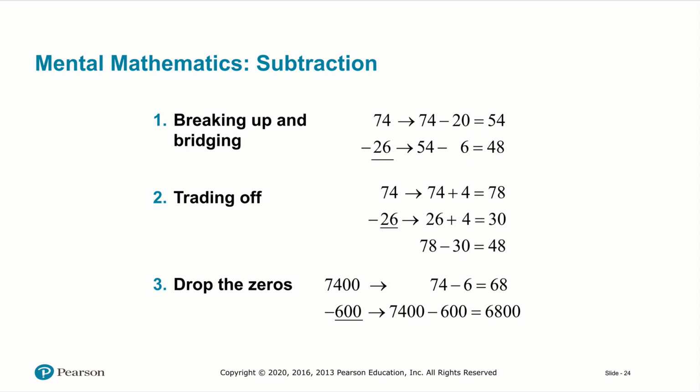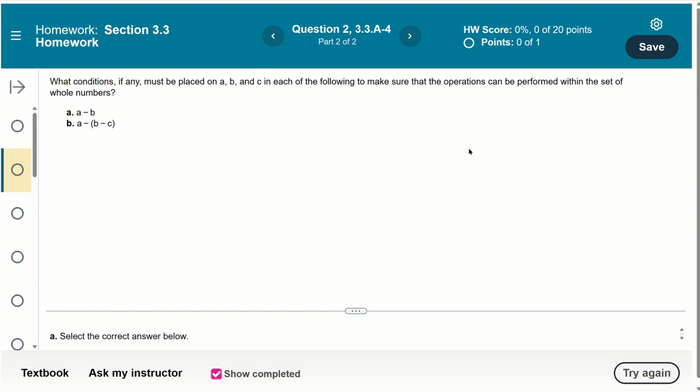All right, as is our usual practice, let's go ahead and take a look at a few homework problems. Here's an interesting problem that makes you think a bit. We want to know what conditions, if any, must be placed on A, B, and C in each of these problems so that the operations can be performed within the set of whole numbers. So you have to restrict yourself to the set of whole numbers. Think about it first, as always, see if you can come up with an answer yourself, and then come back to see if we agree.